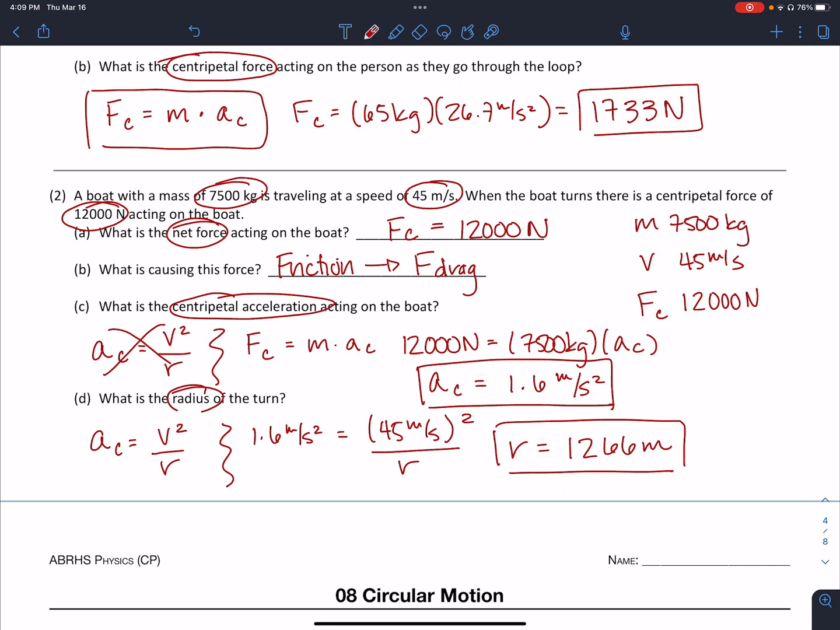Our next screencast is going to look at drawing force diagrams of objects in circular motion, but you're going to need all of this information. So make sure you've gone through these screencasts or have your notes completed before moving on to the next one.